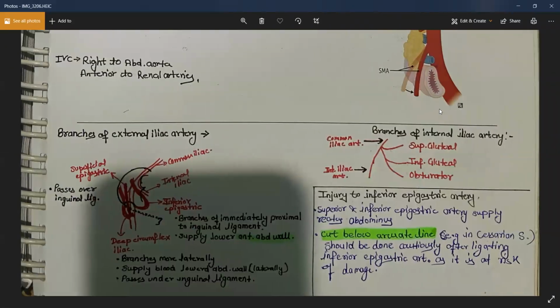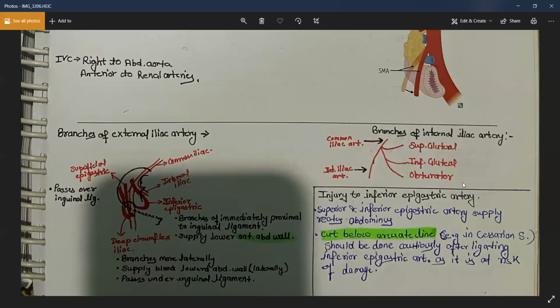Then comes the branches of the internal iliac artery. You have the superior gluteal, inferior gluteal, and the obturator. These are the three major branches of the internal iliac artery. Other branches for the uterus and for the perineum will also originate, but these three are the major arteries from the internal iliac artery.